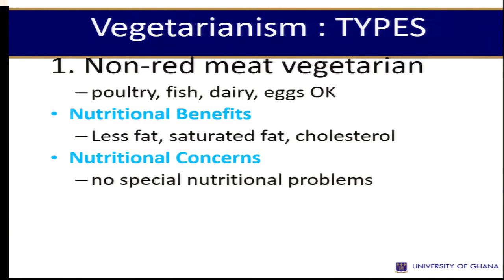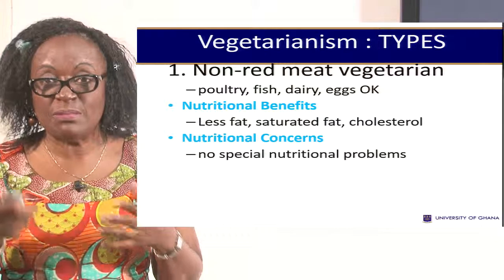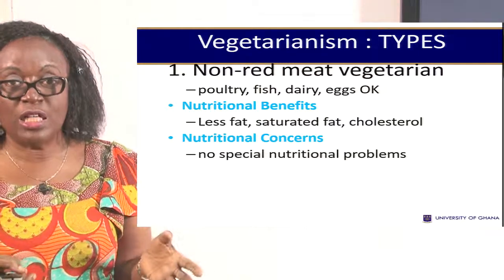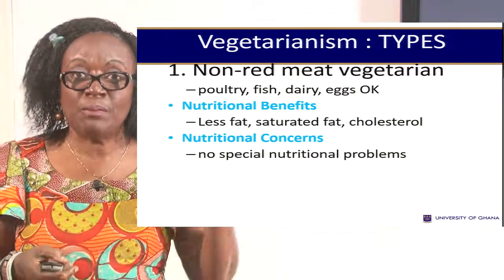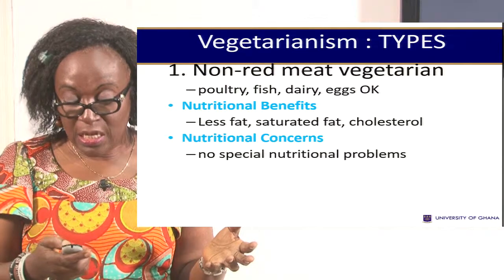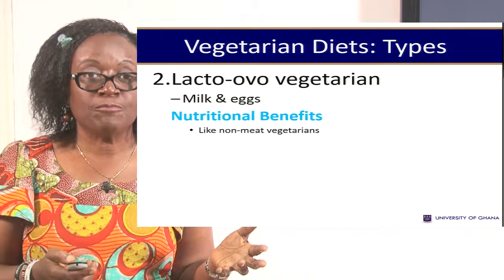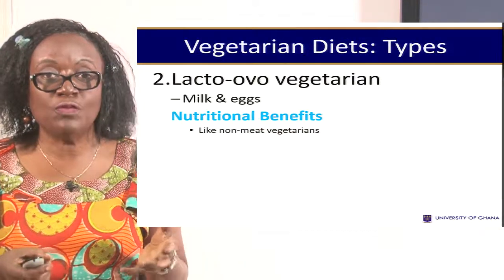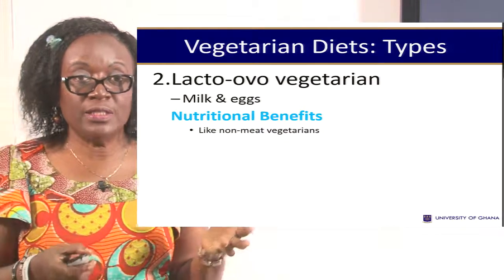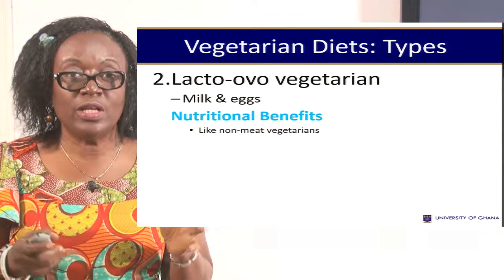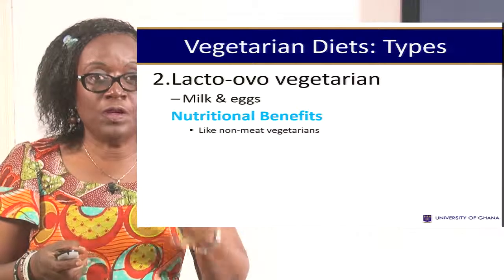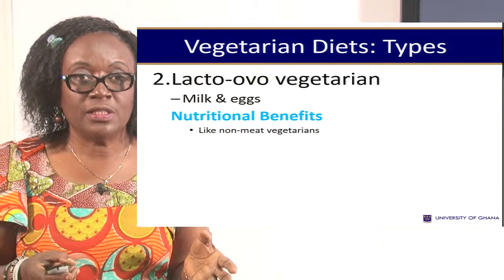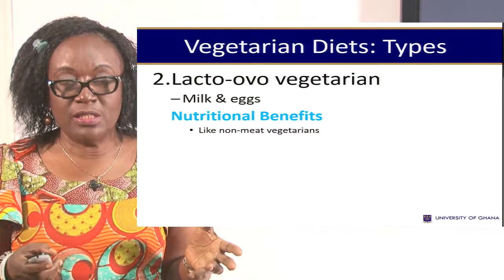So the nutritional concern is what I have explained. No special nutritional concerns, but when it comes to young child feeding, it is very, very important because they are growing, so they need high quality protein. Then we also have the lacto-ovo-vegetarian. Yes, they eat milk and eggs, so there isn't much of a problem here, like the meat eaters.